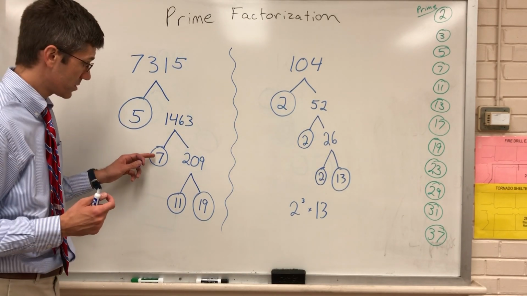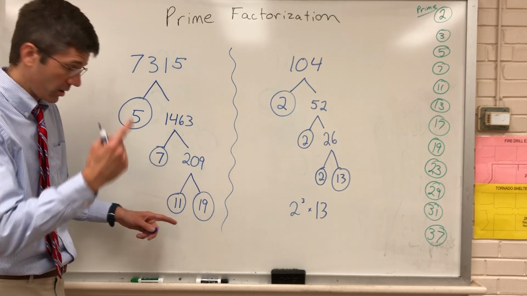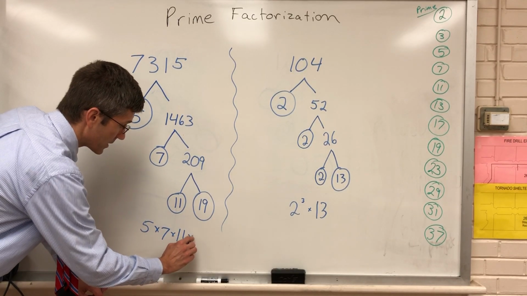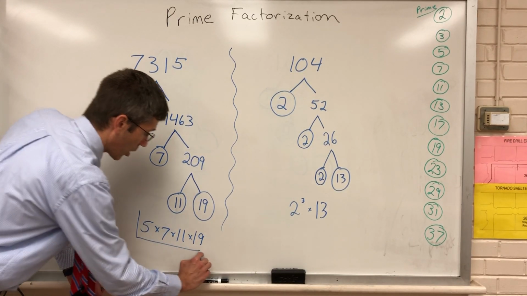5 to the 1. 7, there's one of those. 11, one of those. And 19, one of those. So 5 times 7 times 11 times 19. We are done with that.